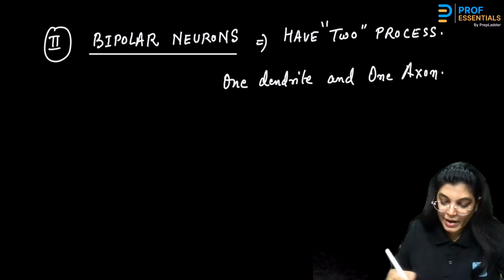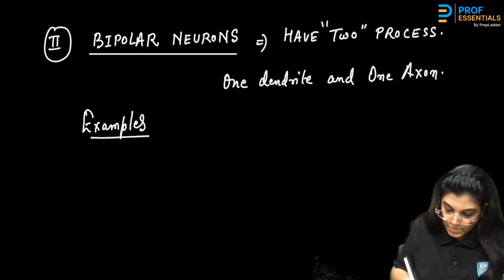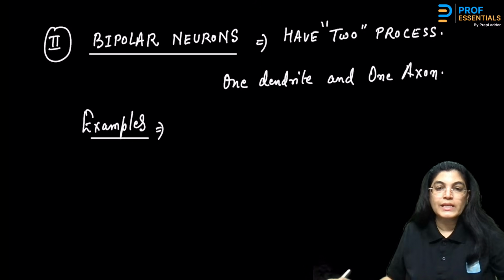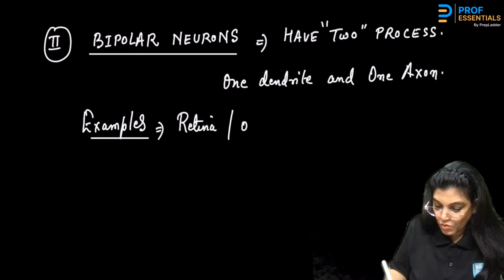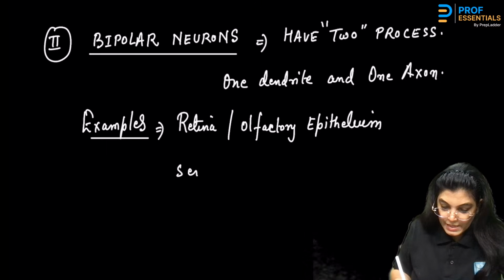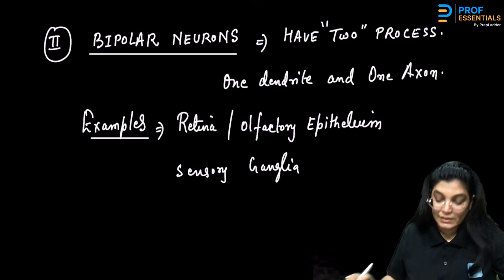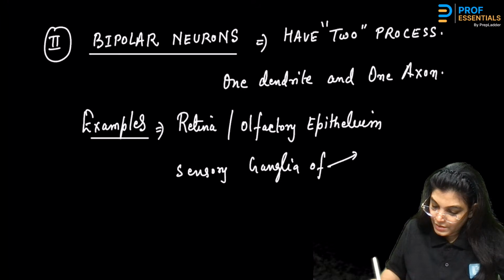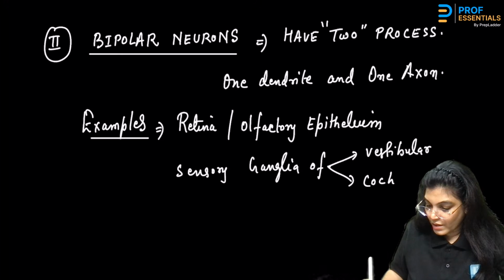And the examples. Let's write the examples of bipolar neurons. So bipolar neurons examples are, it is present in retina, it is present in olfactory epithelium, okay, it is present in the sensory ganglia of vestibular and cochlear nerve.